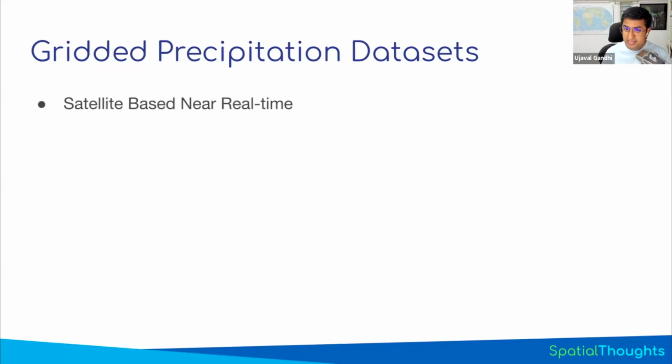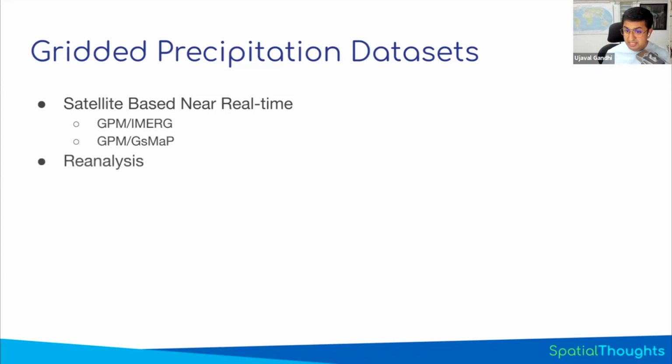There are different types. There are certain data sets which do not use any ground stations. They are purely satellite based. So these are satellites up in space measuring the precipitation on the ground using some indirect technology. So the main data set for this is a mission called GPM, Global Precipitation Mission, which has these two data sets. We'll learn about this in detail. That just looks at the Earth's surface and the clouds and estimates the rainfall based on its algorithm.